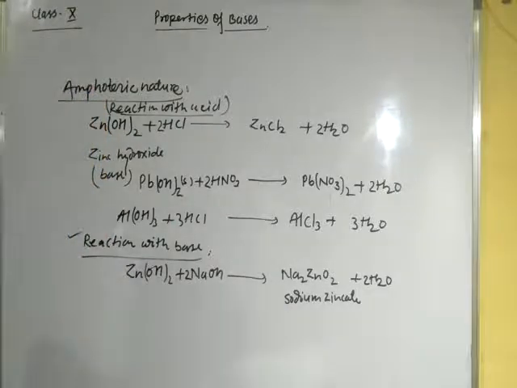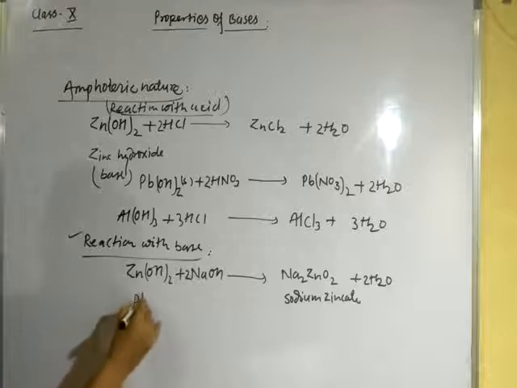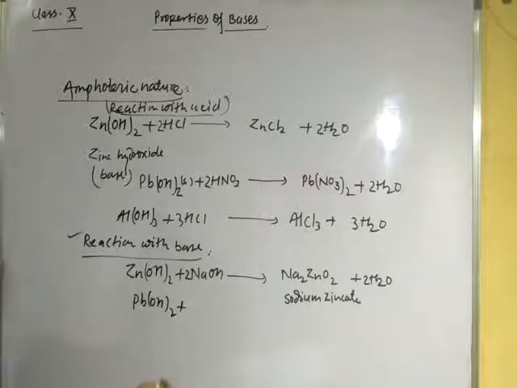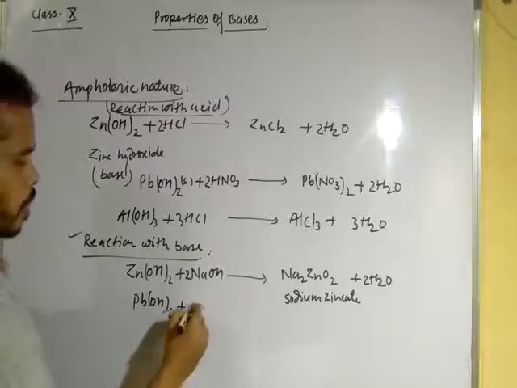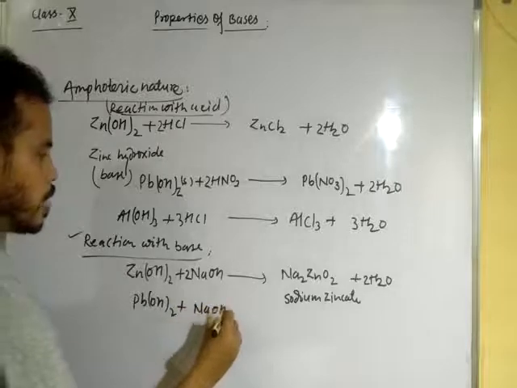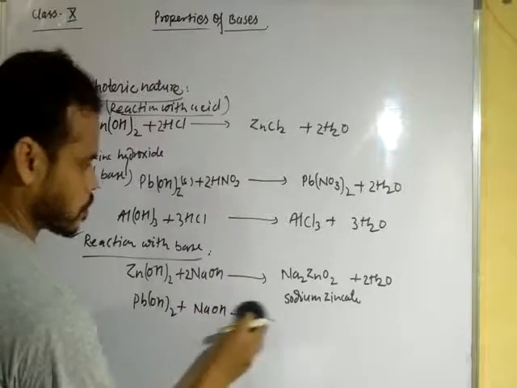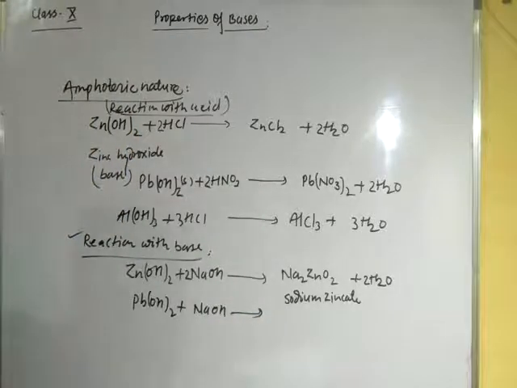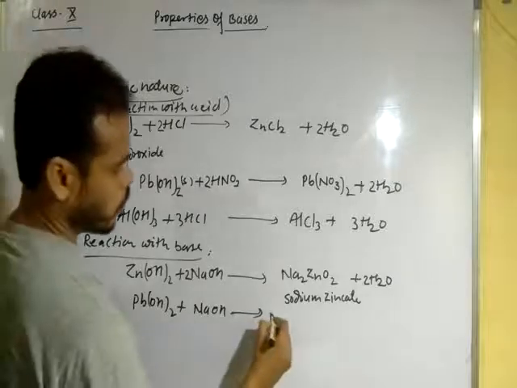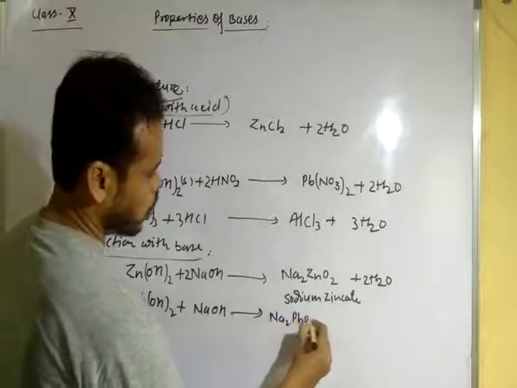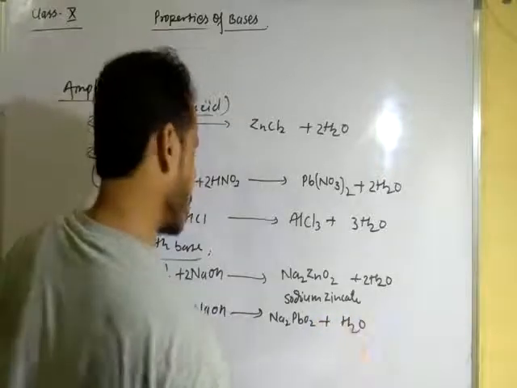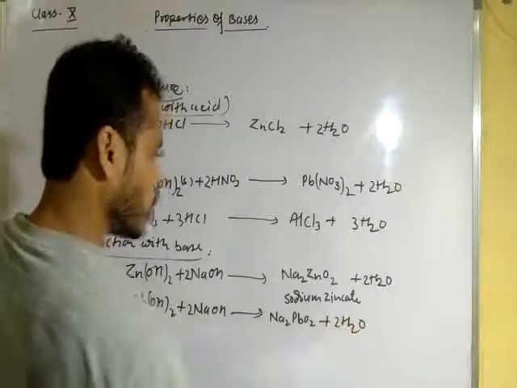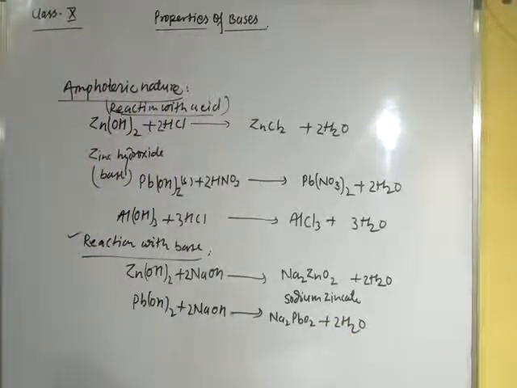Same like when lead hydroxide is treated with sodium hydroxide, it forms sodium plumbite, Na2PbO2, and water, H2O. To balance this reaction, multiply NaOH with 2 and also water with 2. I think this reaction is balanced.